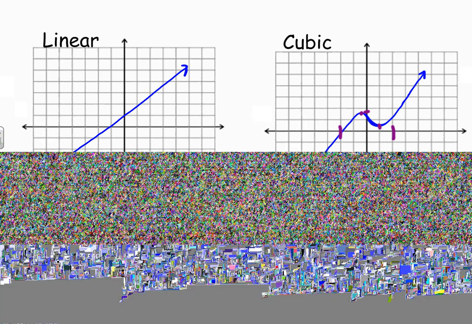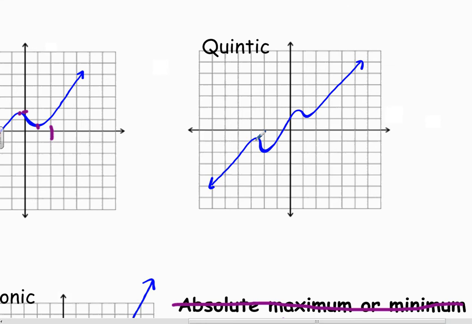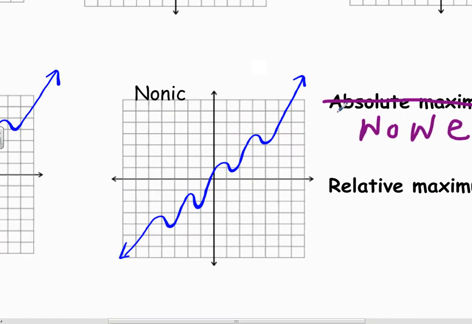Now, go over here and look at the quintic. I have two relative maximums, and I have two relative minimums on the interval of -3 up to +2. Now, let's look at this lovely nonic. It doesn't have any absolute maximum or minimum because it goes on forever in both directions. But I do have some relative maximums, and I have some relative minimums. And we can narrow those down.